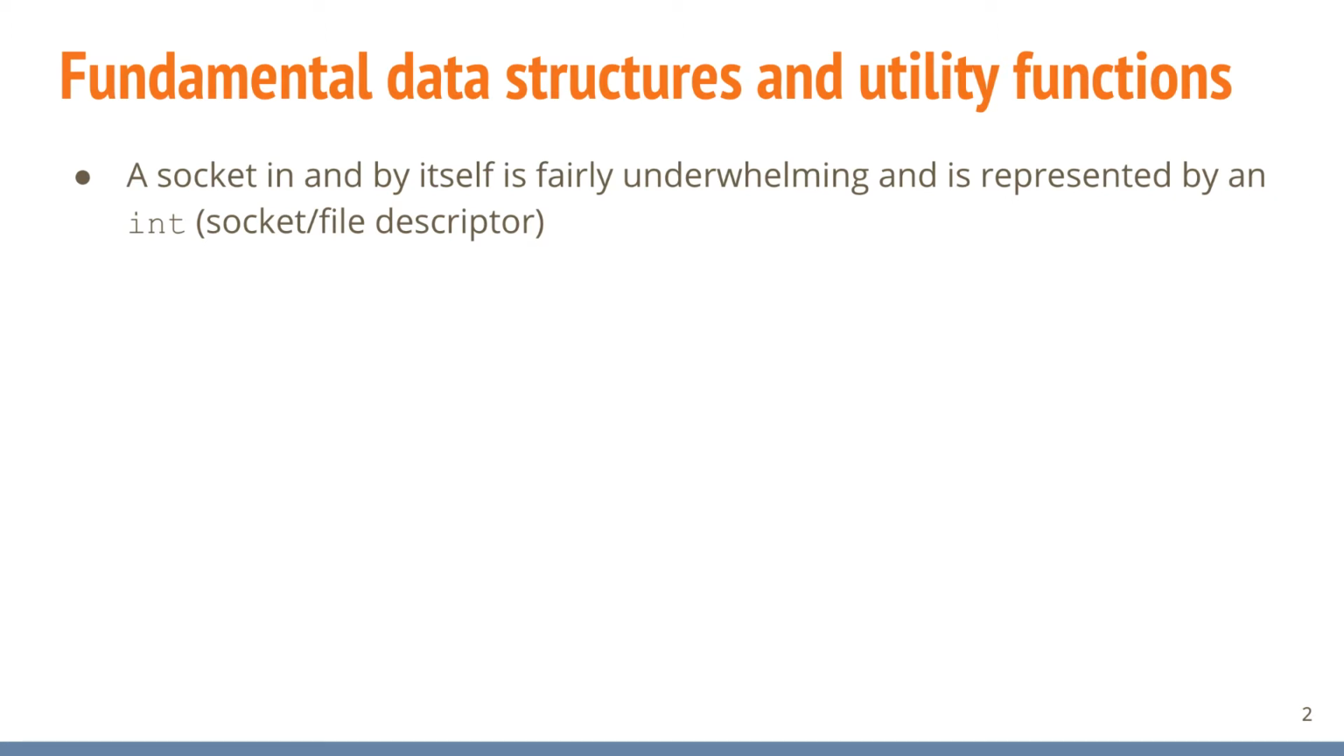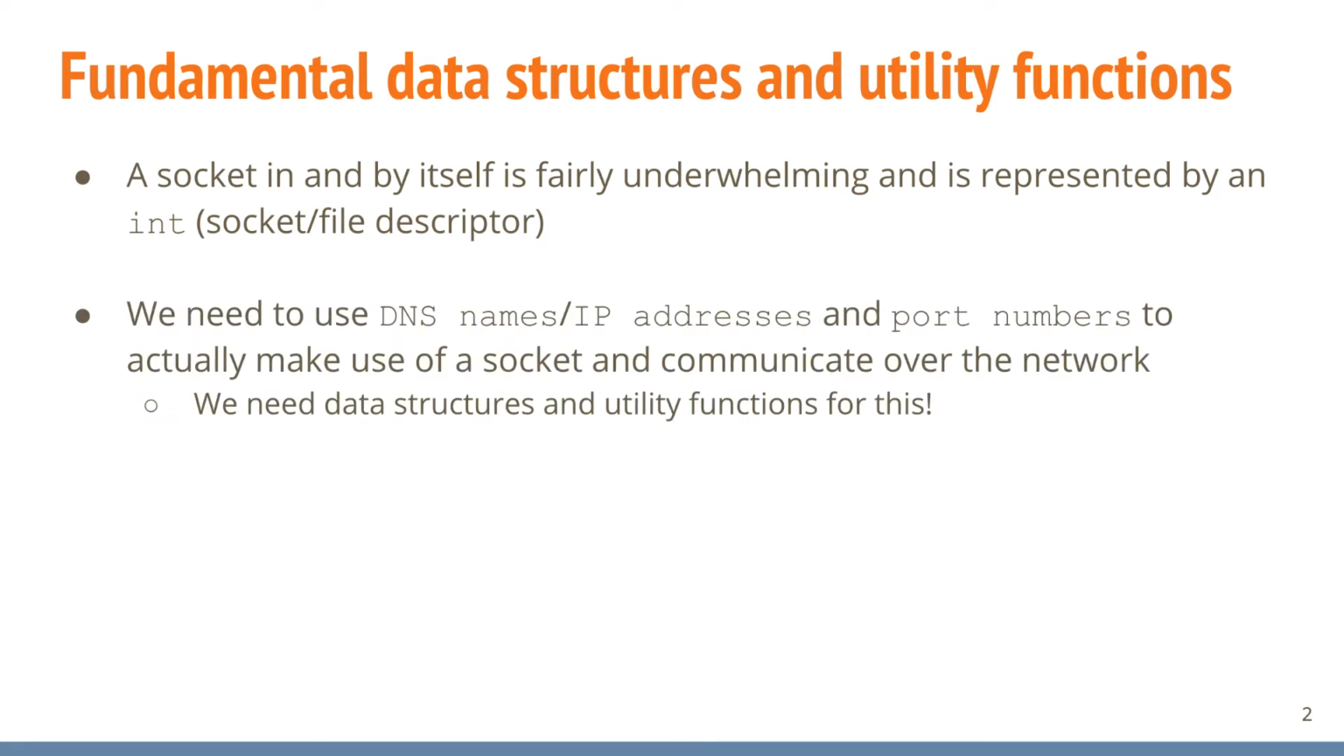The only data we have come across so far is the socket, which is fairly underwhelming because it's just an integer, more precisely a file descriptor. This does not help us to address a host across the network. As a minimum, we need IP addresses and port numbers, and if a DNS name is the starting point, we need to convert it into an IP address using the DNS. Clearly, we need data structures for this and utility functions that help us to talk to the DNS.